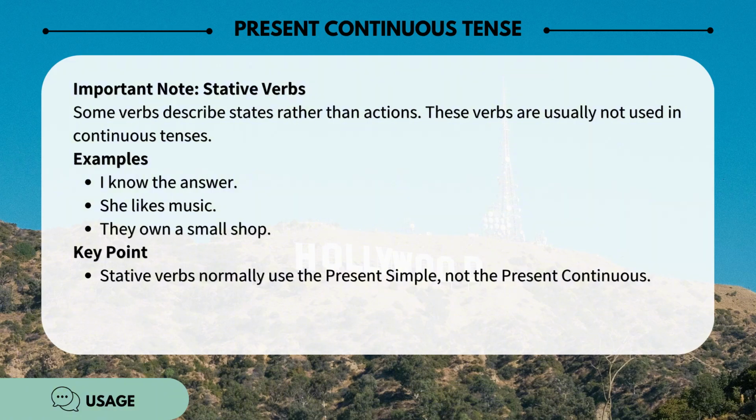Another example. She likes music. We don't usually say, she is liking music. And finally, they own a small shop. Ownership is a state, not an action. So the present simple is the natural choice. As you continue learning English, you'll discover more stative verbs, but remembering this idea will help you avoid many common mistakes.